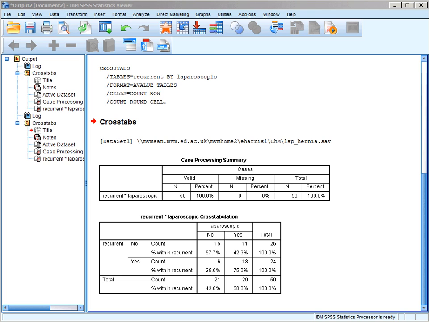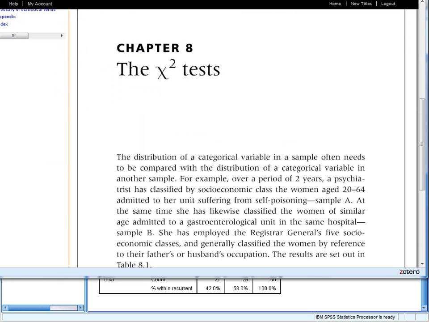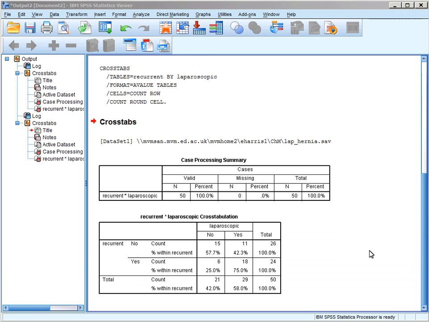And the most common test that we use to determine this is called a Chi-squared test. Make sure you read Chapter 8 in Statistics at Square 1. This gives you all the information that you need to understand this. The way the test works is to compare the observed counts in each cell with the expected counts in each cell. So what does that mean?